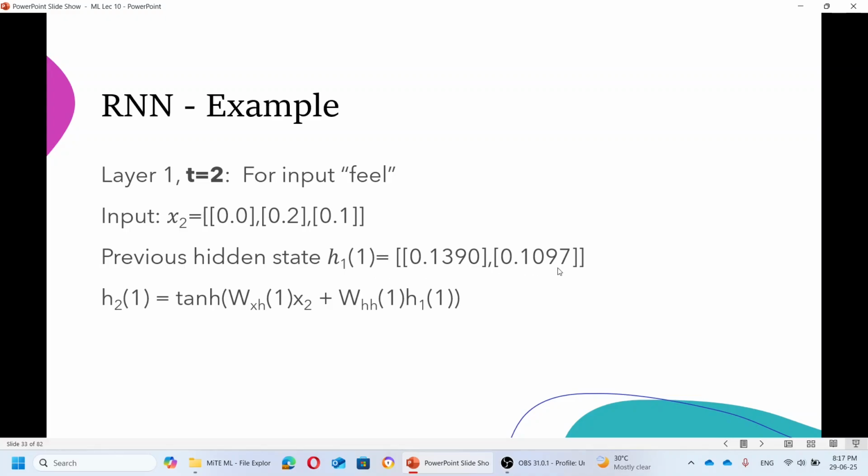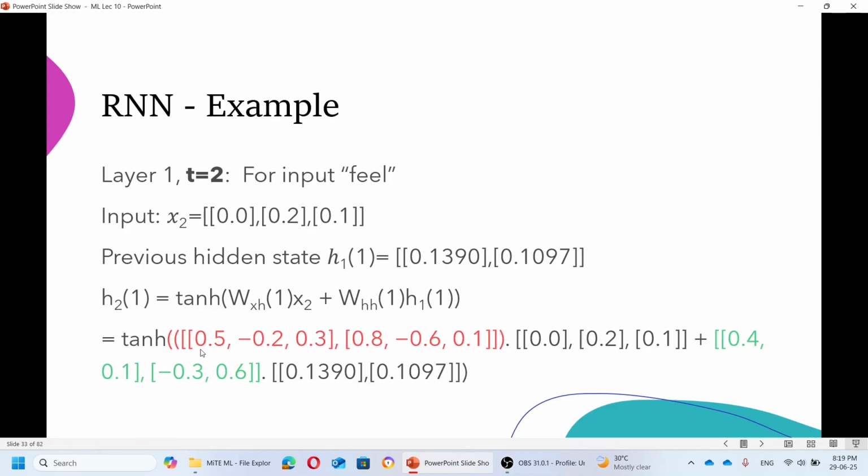Now here you can see that we are going to use the previous hidden values. Before, we had used 0, 0 for the previous hidden values, but here we are not using 0, 0, but the output of the hidden layer in the last time step, t is equal to 1. At t is equal to 1, at h1, we had got this output: 0.1390 and 0.1097.